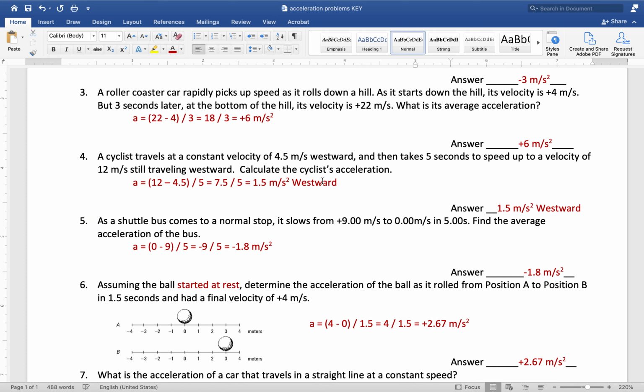Okay, so westward on that one. You want to do your final minus your initial. So 12 is the final velocity, 4.5 is the initial velocity, and 5 seconds was the time. So 12 minus 4.5 is 7.5. 7.5 divided by 5 is 1.5 meters per second squared, and then the direction would be westward.